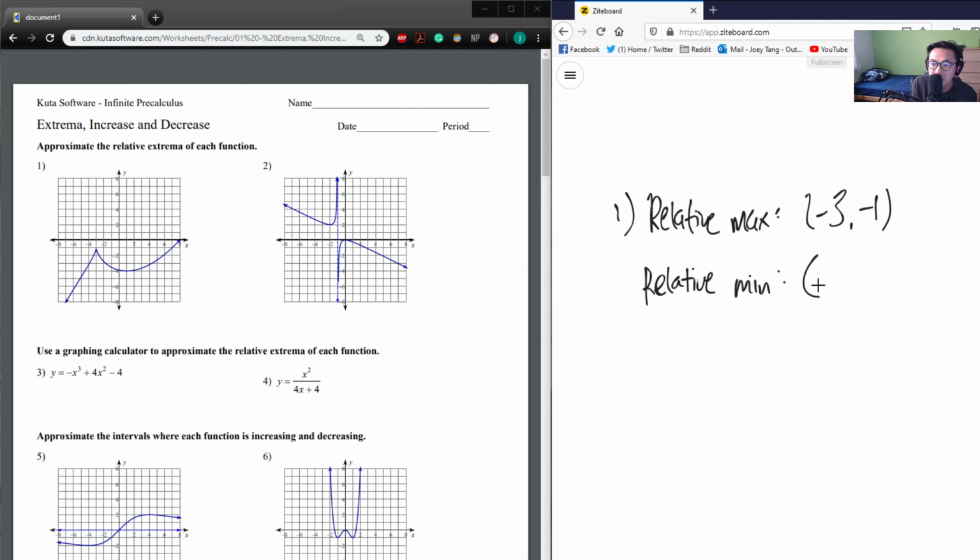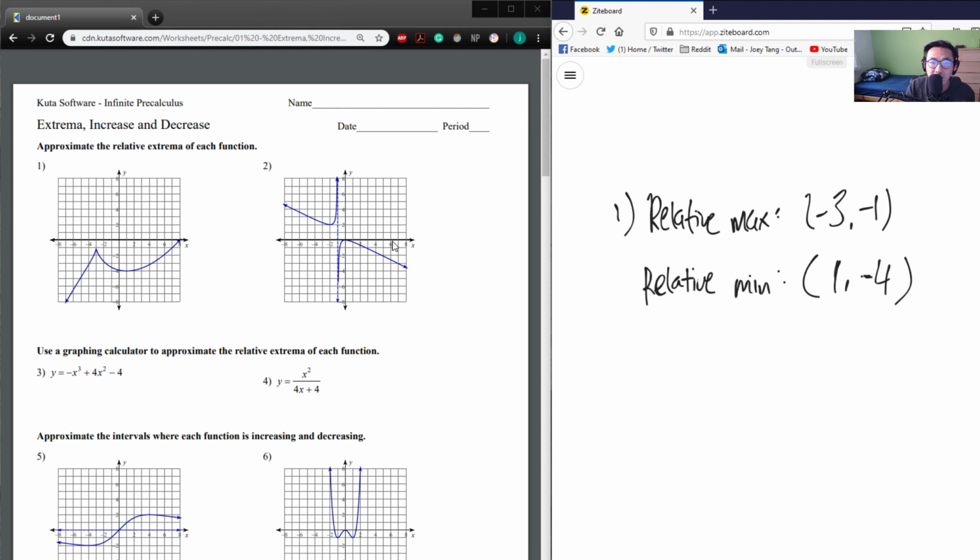and then our relative minimum in this case was this point here, right? Because it was a period of decreasing and then it's going towards a period of increasing. And this point here is 1, negative 4, at this little point here. So it's 1, negative 4. And that's going to be our answer for question 1.